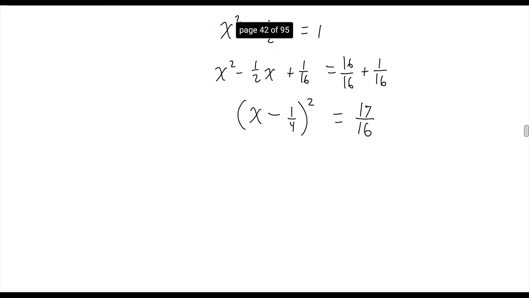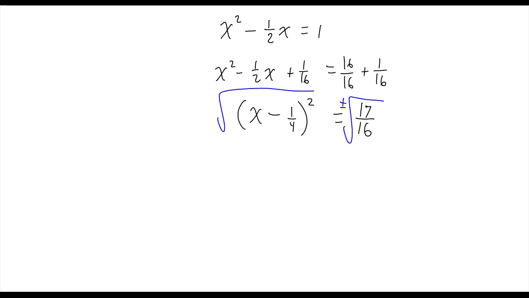Okay, so now, square root property. I can find the square root of both sides, but I have to remember that that gives me a positive and a negative numerical answer. So on the left, I have x minus 1/4 after the square root and the square cancel out. On the right, I have positive and negative square root of 17 over the square root of 16, which is 4.